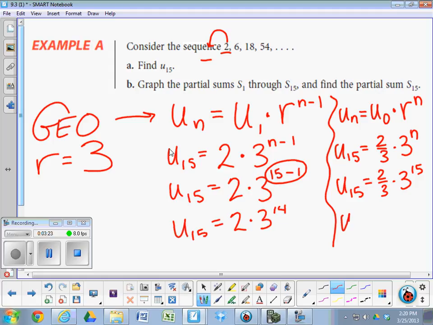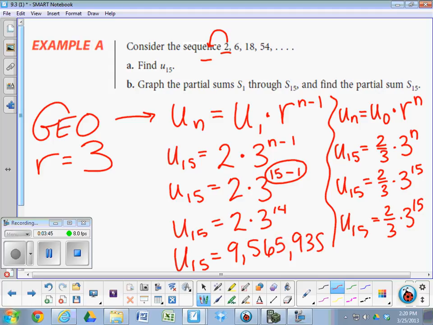So again, you do not have to do both of these columns that I'm doing. Pick your favorite. 2/3 times 3 to the 15th. Either way you slice it, what do you get? Thank you, student. 9,565,938 is the 15th term.